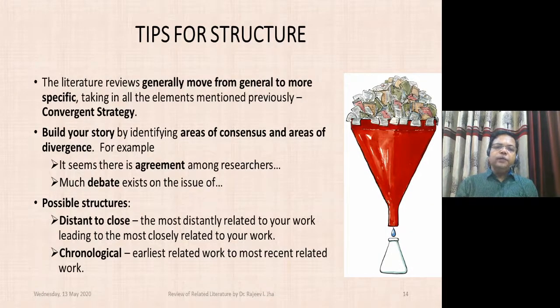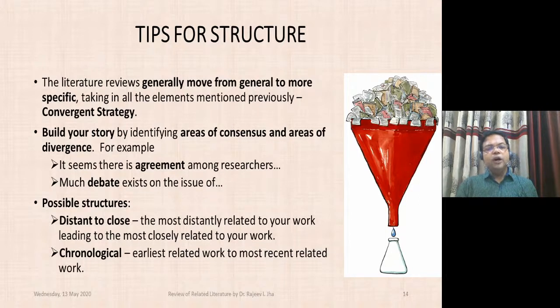Literature reviews generally move from general to more specific, taking in all the elements mentioned previously. It is just like a convergence strategy. Build your story by identifying areas of consensus and areas of divergence. For example, it seems there is agreement among researchers. Much debate exists on the issue of, and so on and so forth.